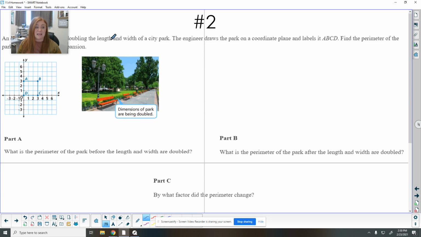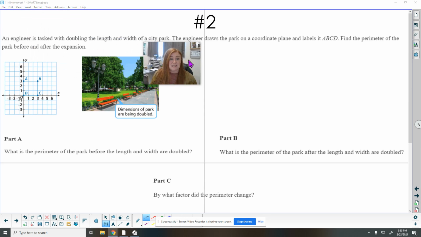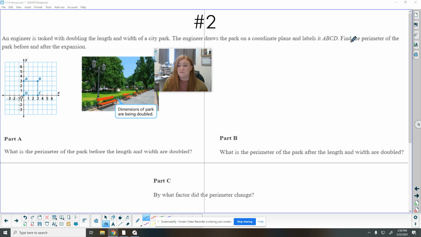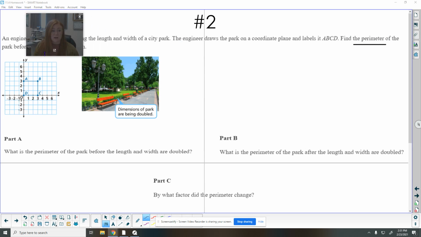Number 2 has that same city park here, but this time we want to find the perimeter. So we're going to walk around the outside of our park. First, we know that this side was 3. Then he walks BC, which is 3. And this is a square, so this is also the same as here. So he walks 3 more units around to close up the park, 3 more units. When we do this problem, this will tell us the perimeter of the park before.